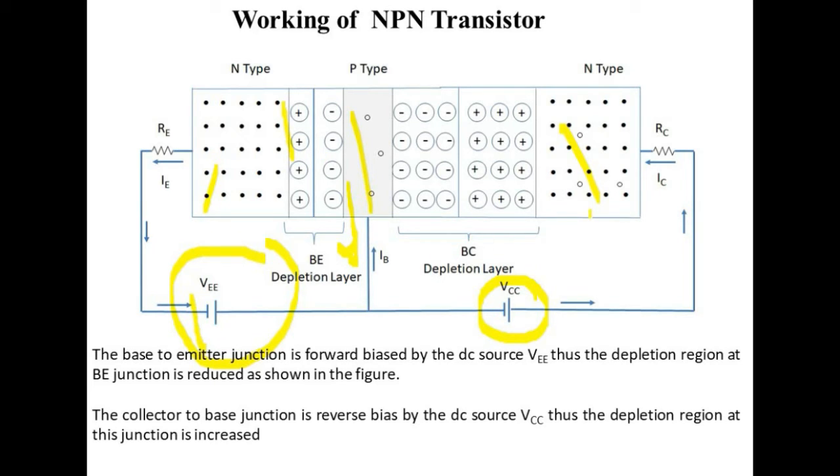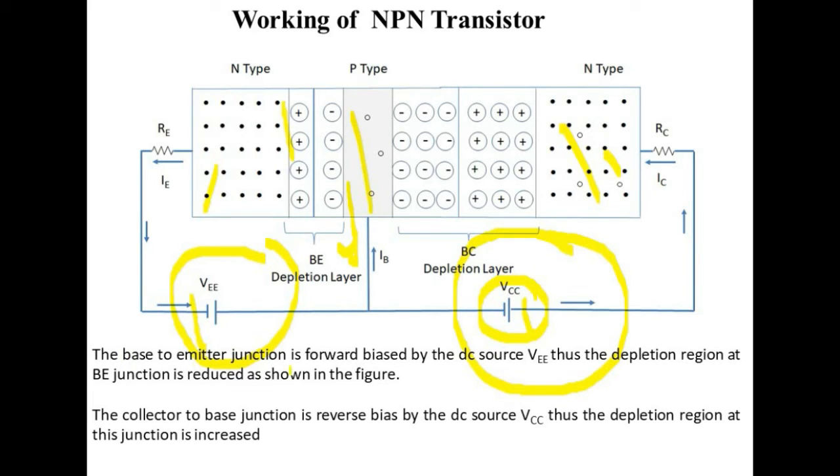Now come to the collector base junction. Here we notice that the collector is of N type but it is joined to the plus terminal, and the base is of P type and it is joined to the minus terminal. That is why it will be in reverse biasing condition.